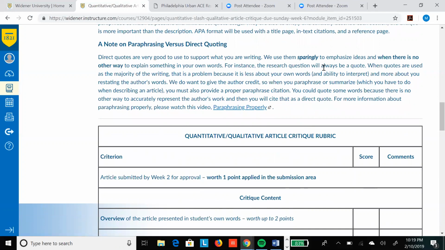So again, remember, even when you're paraphrasing, you should be citing using proper in-text citation format. And if you are unsure about how to paraphrase properly, there is a video here that will help guide you through that as well.